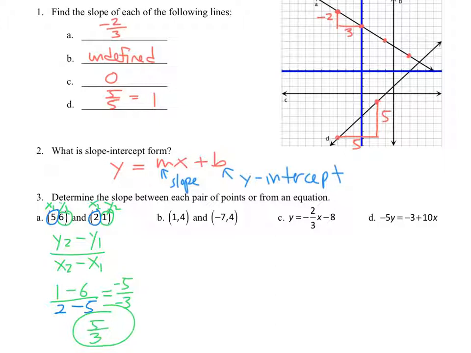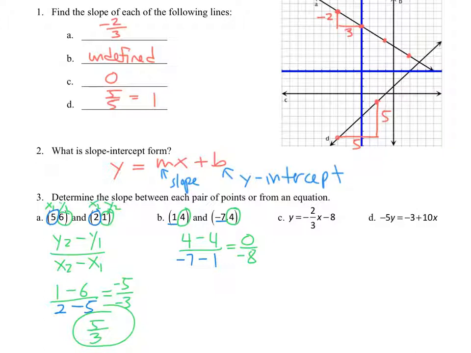In the next example, same thing, same formula. I'm going to start with my second y and subtract my first y. 4 minus 4. On the bottom, we're going to subtract the x's. Negative 7 minus 1. And we get 0 over negative 8.